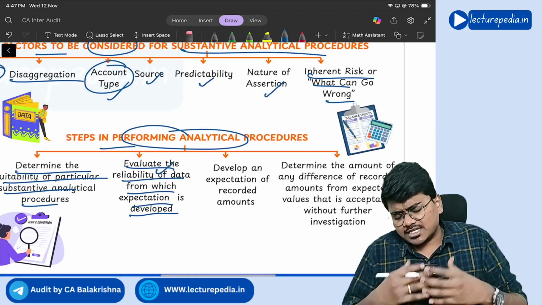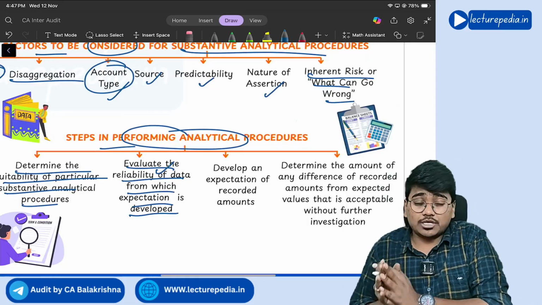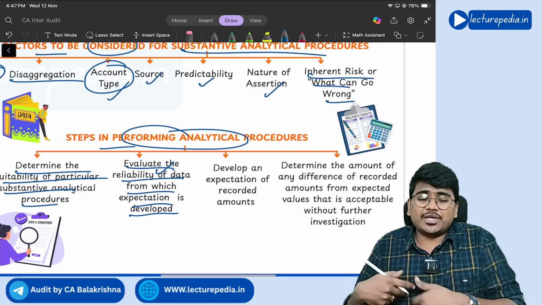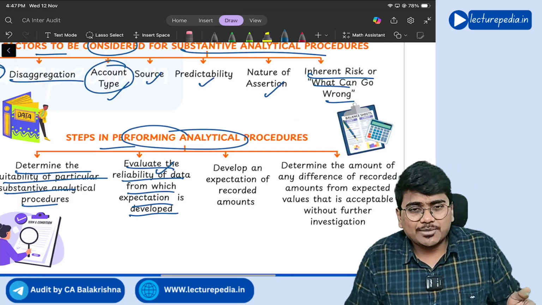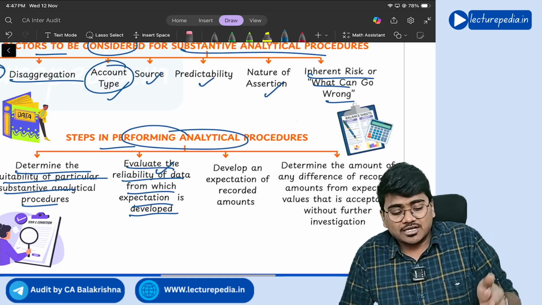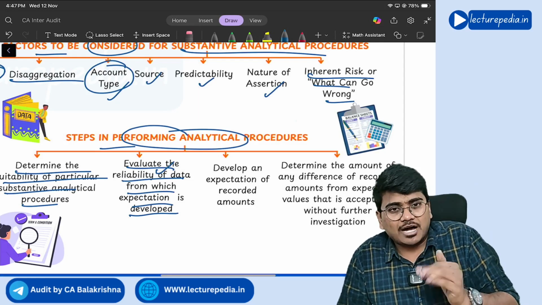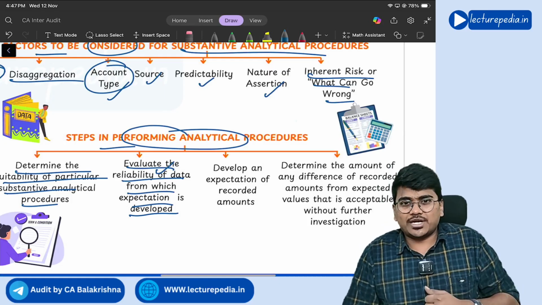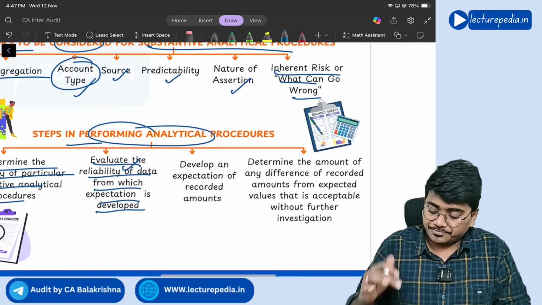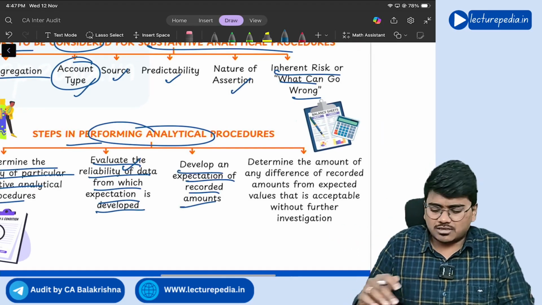Once you feel that yes, data is available and that data is also reliable, now you will develop an expectation. How will you develop an expectation? Just like multiplying average salary with number of employees, you will arrive at a certain amount. That amount is nothing but the expectation that you have made. So that's it: develop an expectation of recorded amounts. This is the third step.